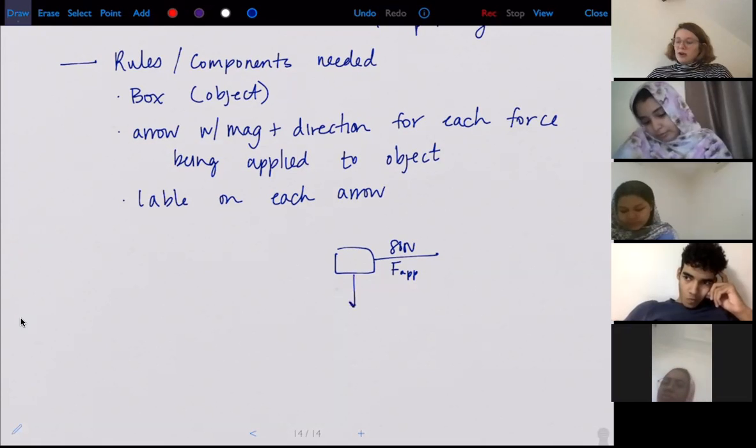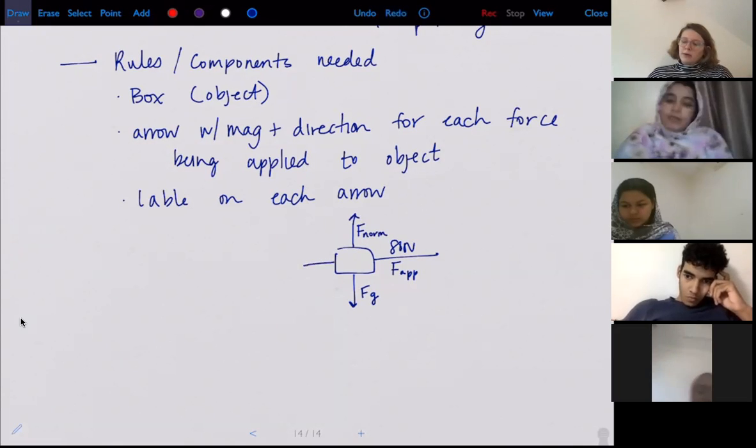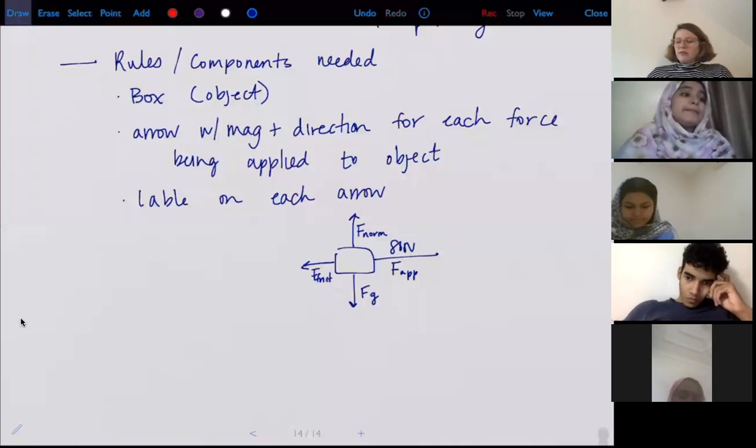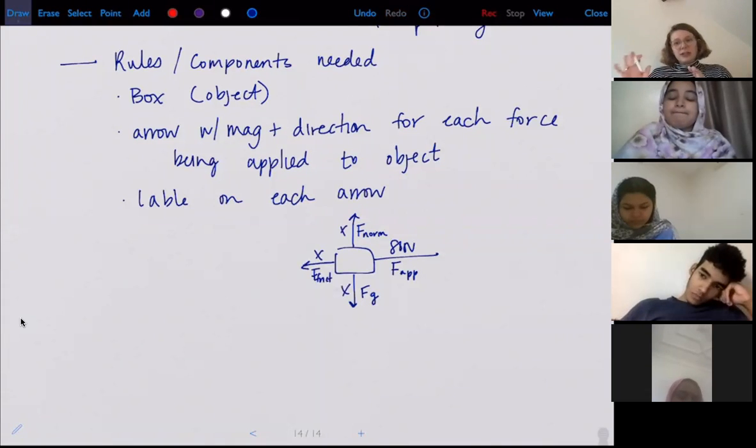So there's also a force of gravity. We would have to write what that is. I'm just making this up: this would be the normal force, and this would be the friction force, F friction. And then a value, and a value, right? So you have to label each of them. Don't forget that. And that is it.